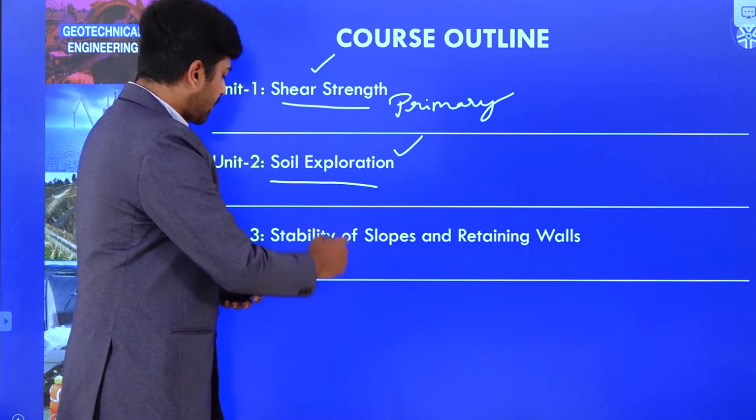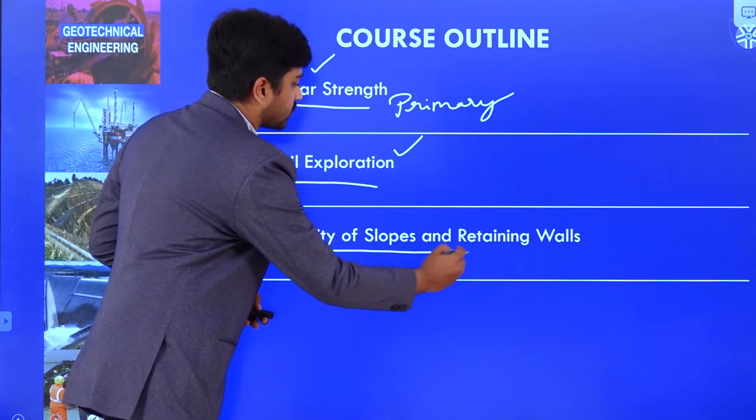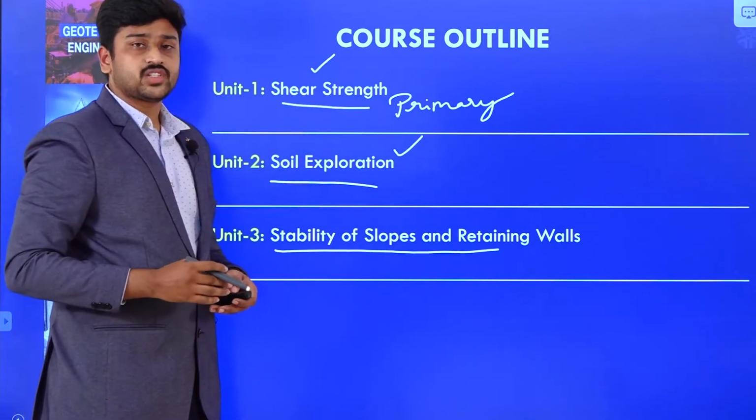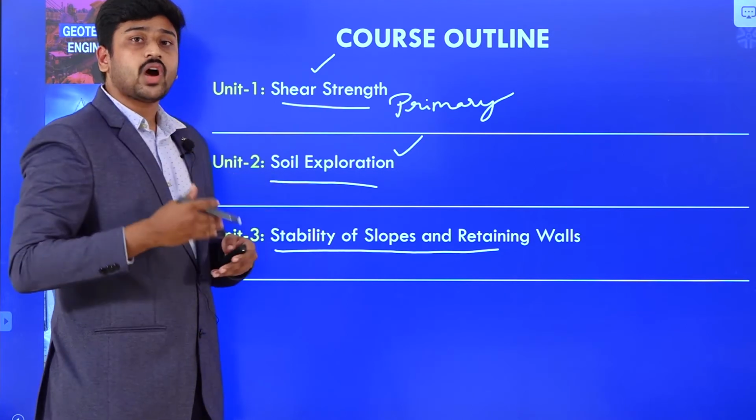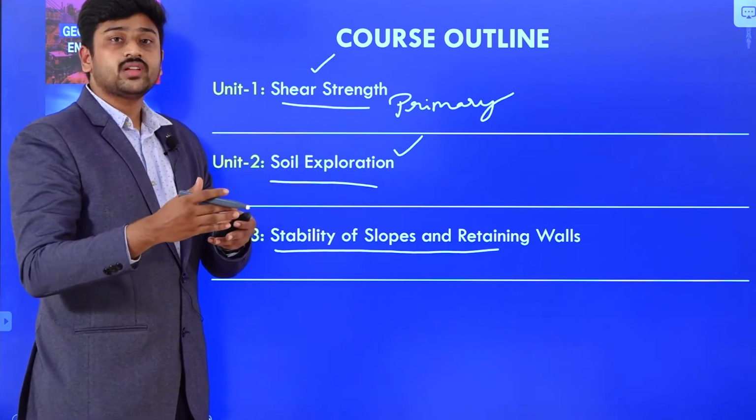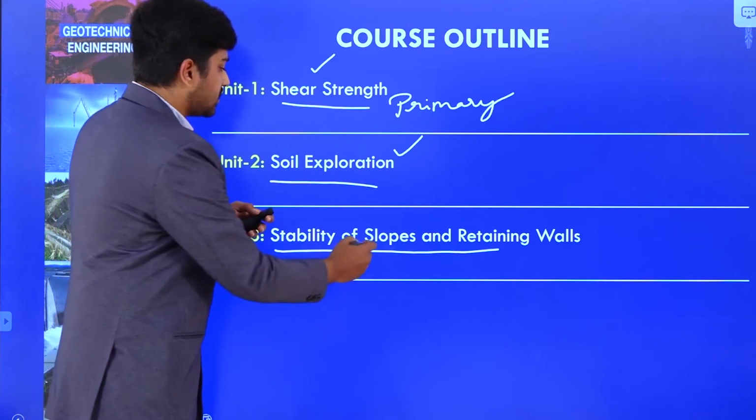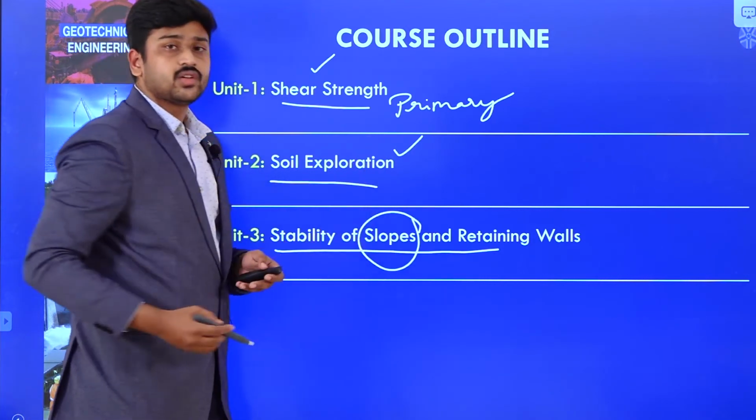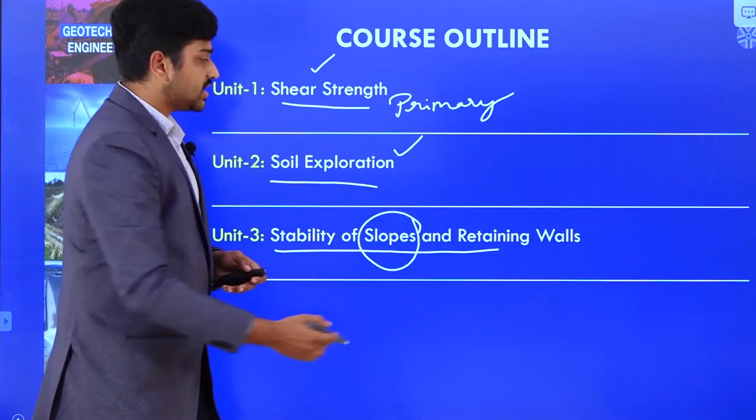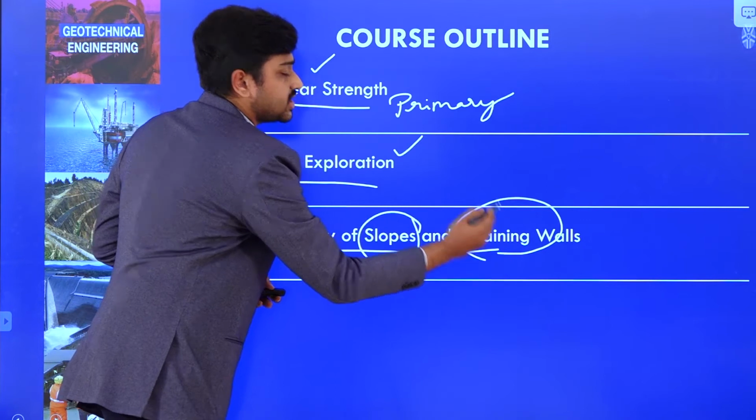Now coming to the third unit, that is stability of slopes and retaining walls. We have learnt about the shear strength in the first unit, and then we understood how we investigate the soil. Now we will be applying them to the structures. Say there is a slope structure, so I have to understand the stability of this particular slope. And similarly, a retaining wall is one type of structure.